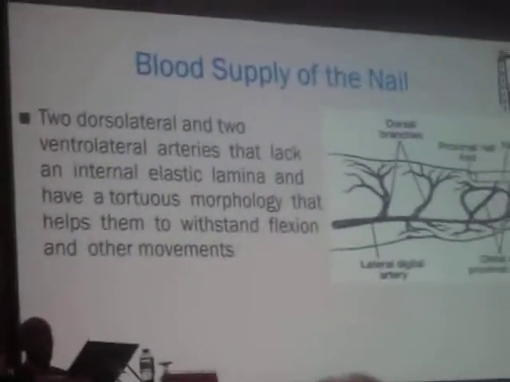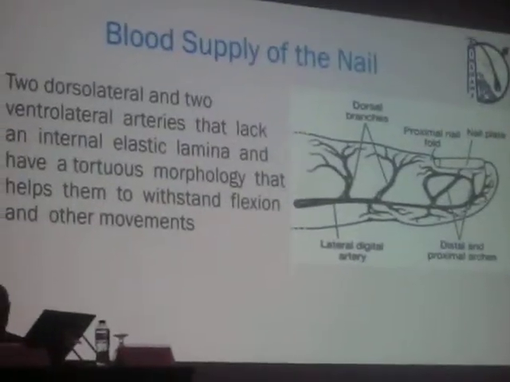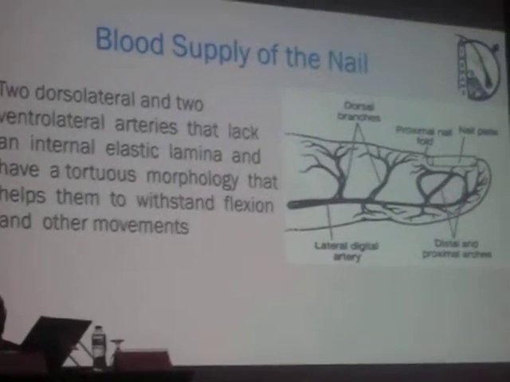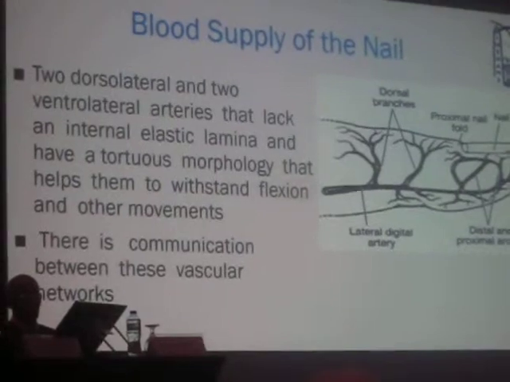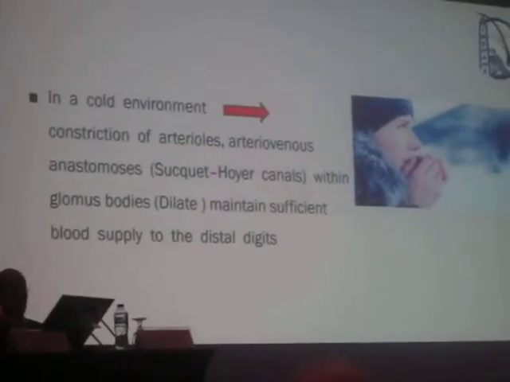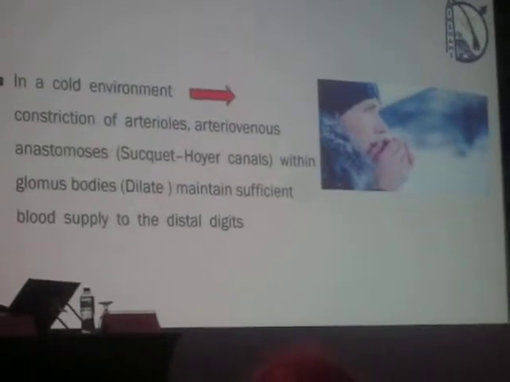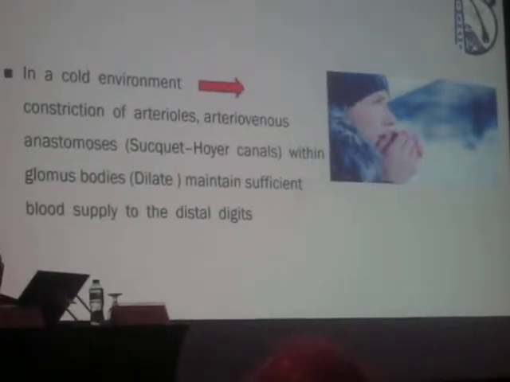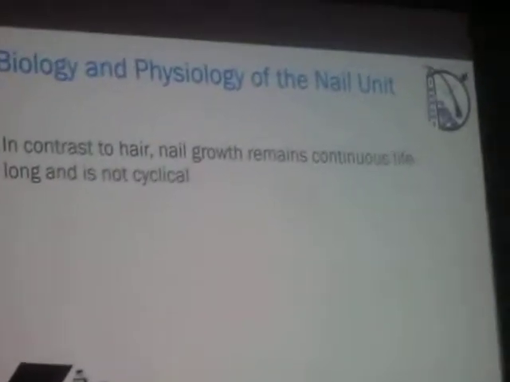Blood supply of the nail. There are 2 dorsolateral and 2 ventrolateral arteries that lack an internal elastic lamina, which allows free movement of the nail and the fingers. There is communication between these vascular networks. In a cold environment, there is constriction of arterioles and arteriovenous anastomosis within glomus bodies that maintains blood supply to the distal digits.